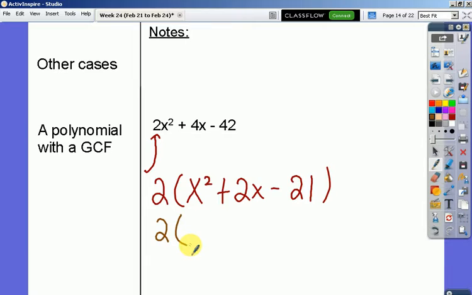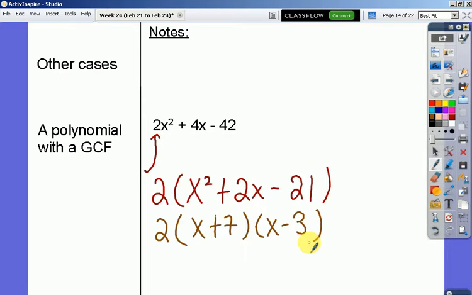Yeah? And we've already factored this before in the previous problem, and what do we say those two factors were? X plus 7 and x minus 3. Yeah? So now that's completely factored. So that's why it's important to look for your GCF first, again, to avoid having to put yourself through a headache for something like this.